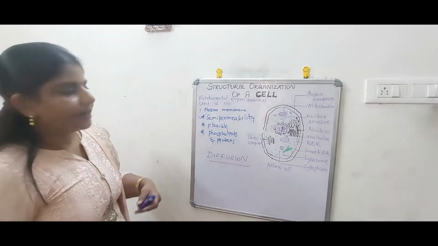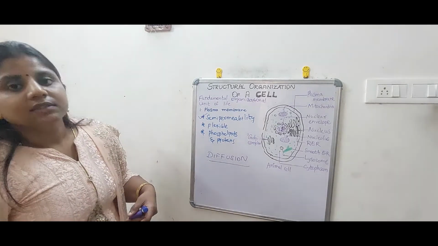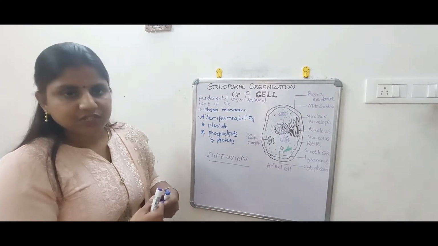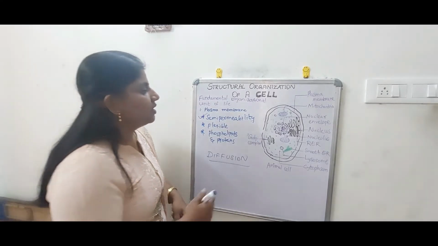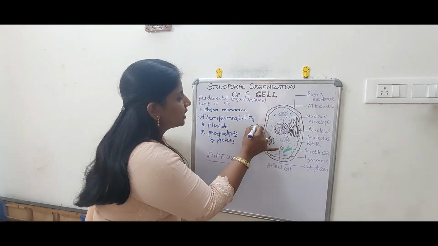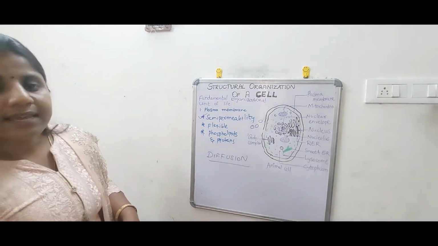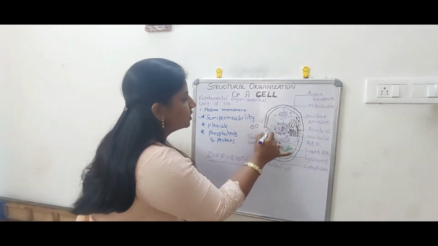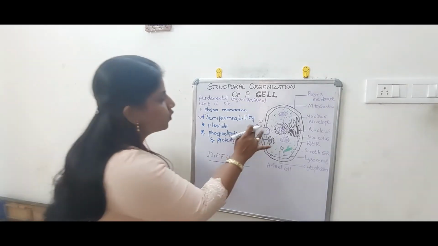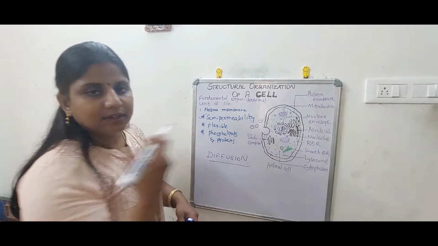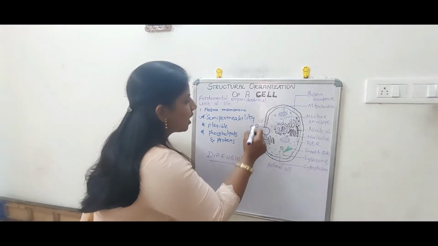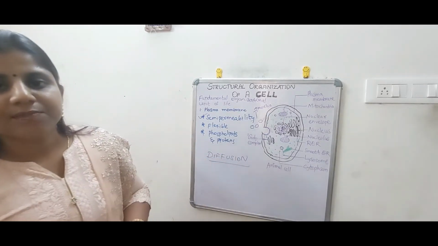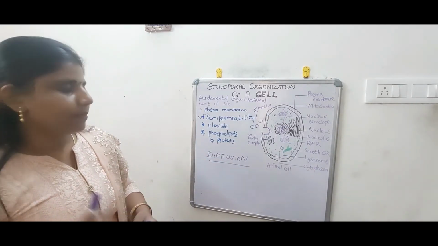Next, I told you it is flexible. Flexible in the sense we can easily stretch and shrink this plasma membrane. For example, when there are food particles outside the cell, some cells like amoeba will engulf the food. It will bend like this, so the food particles move inside and it takes the food. So the example is amoeba. This flexibility of the plasma membrane helps in engulfing of food particles.